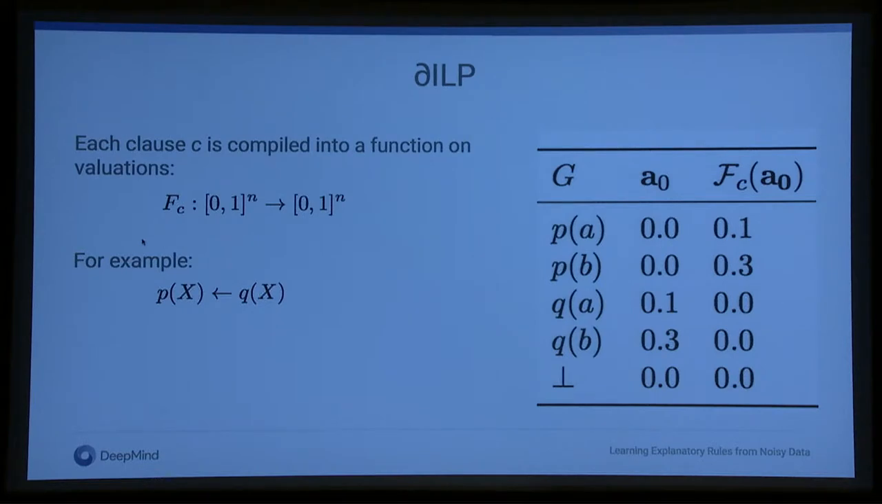So the key idea underlying the implementation of our forward chaining inference is that each Datalog clause is compiled, before the learning takes place, into a function from valuations to valuations. Here we have an extremely simple Datalog clause, which says for all x, if q(x) then p(x). These clauses are read from right to left. Here we have our initial valuation, mapping from ground atoms to probabilities, and this clause induces a function from this valuation to this valuation. We compile all of our clauses into these functions and then amalgamate them.